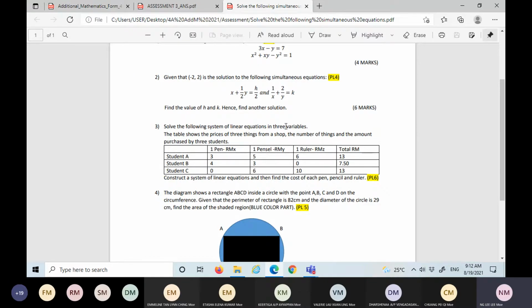So you see, solve the following system of linear equations in 3 variables. The table shows the price of 3 things from a shop, the number of things, and the amount purchased by 3 students. So this is x, y, and z. Then the number of pens, pencils, and rulers, and then the total amount paid. Construct a system of linear equations and then find the cost of each pen, pencil, and ruler. So this one I think is also not a problem. Let us look at the answer.